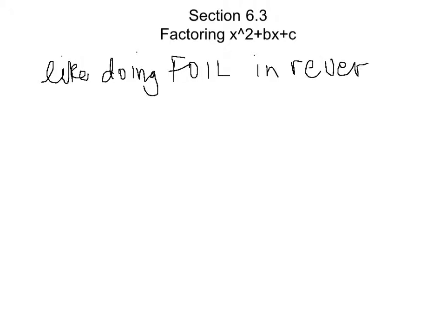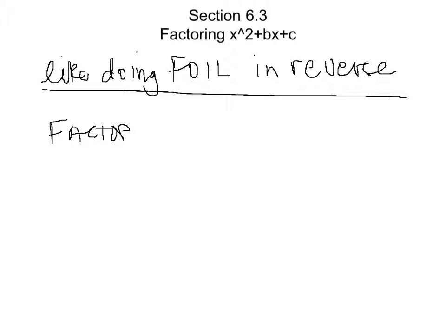Today we're going to be looking at factoring something like x squared plus bx plus c. The key point is that this is like doing FOIL in reverse, and you'll see what we mean by that in a second. Let's begin with a very simple example. How about if we try to factor x squared plus 5x plus 6?